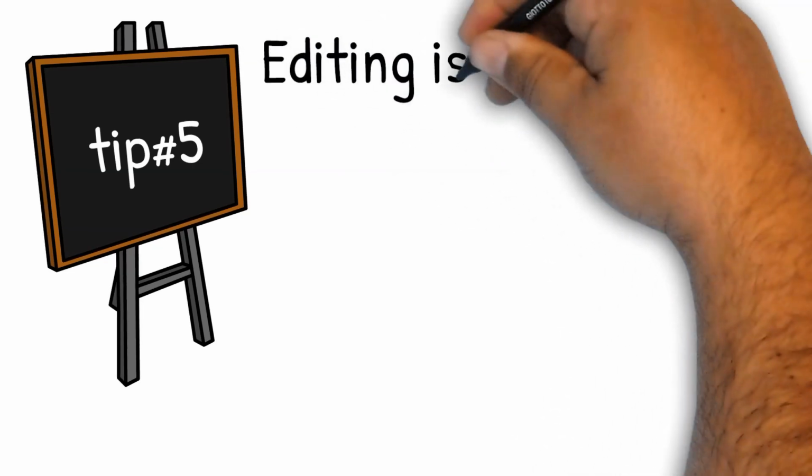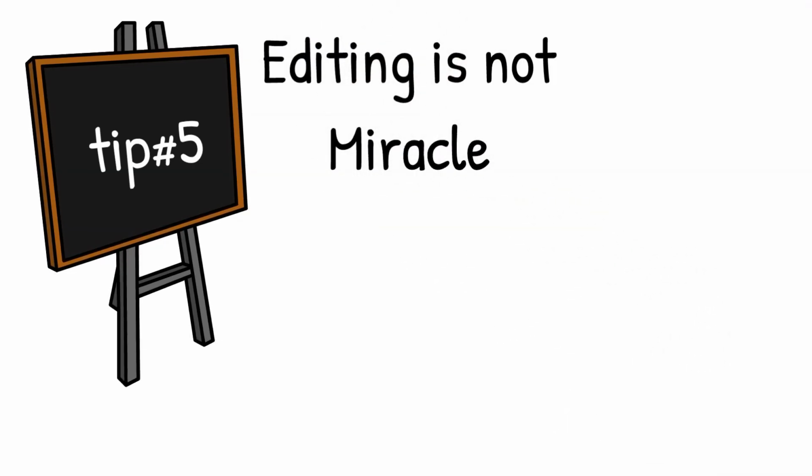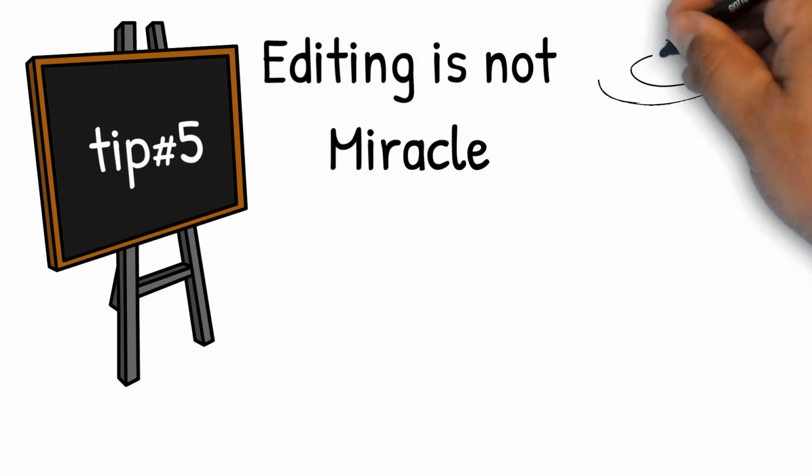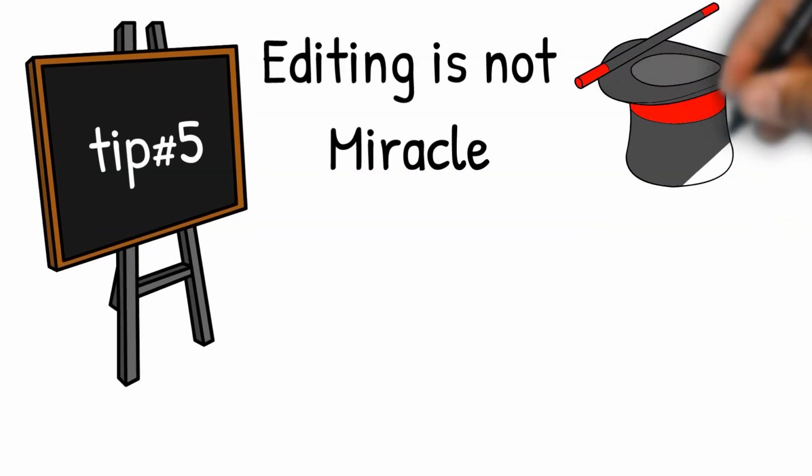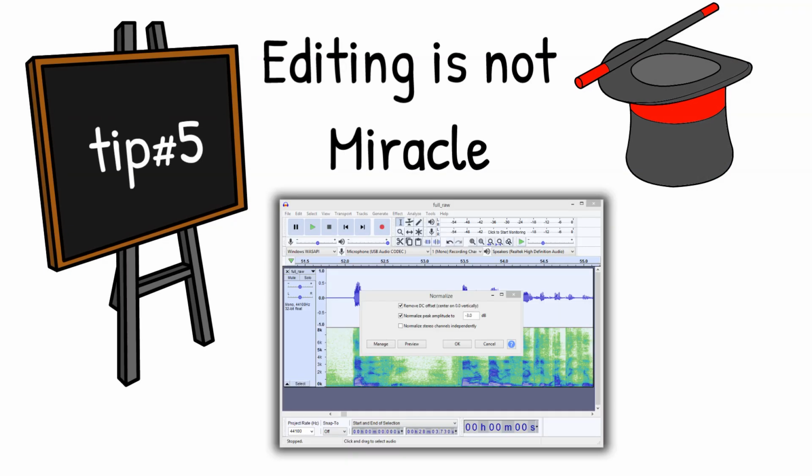Tip number 5. Editing is not miracle. If your source is bad, no amount of editing would help. If possible, try to get a clean and even recording. If everything has gone according to plan, now I should have quite an even waveform. Maybe a couple of peaks where I might have over-accentuated a syllable or two.